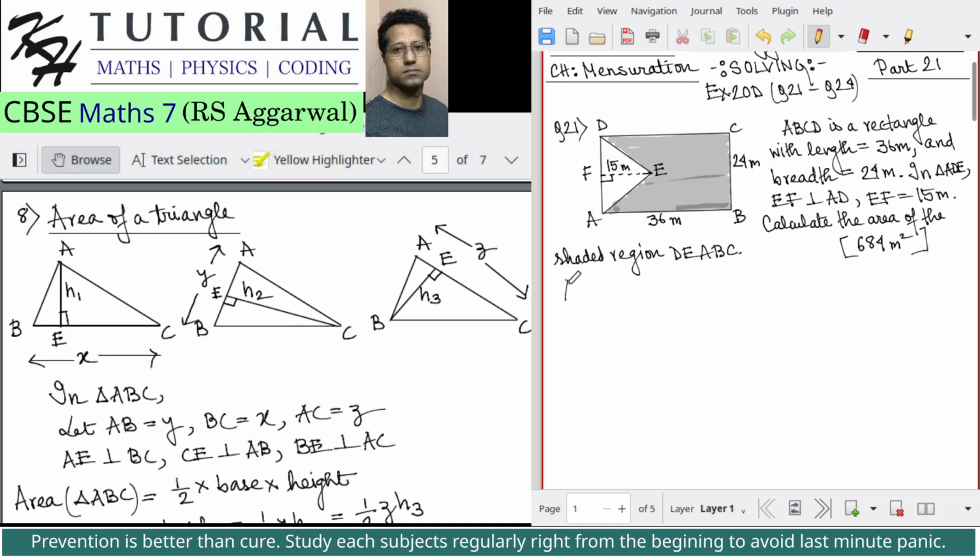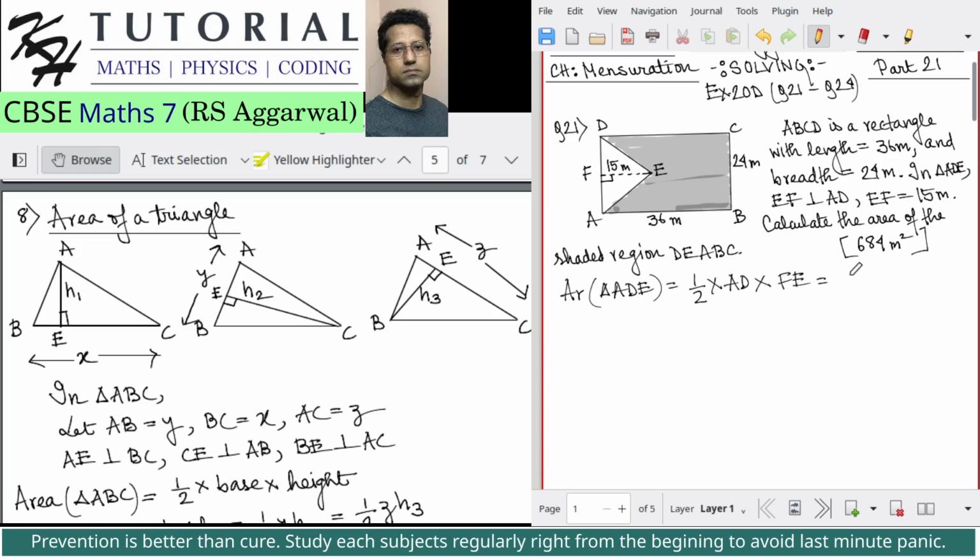So area of triangle ADE is equal to, applying the formula half into base into height, we can consider AD as the base and FE as the height. Since FE is drawn perpendicular to the side AD, we can consider AD as the base and FE as the height. So half AD into FE.